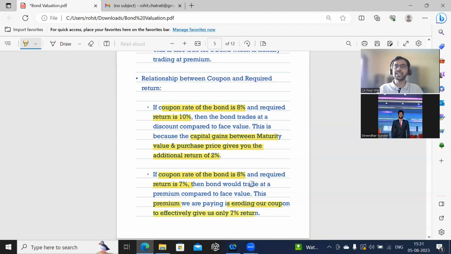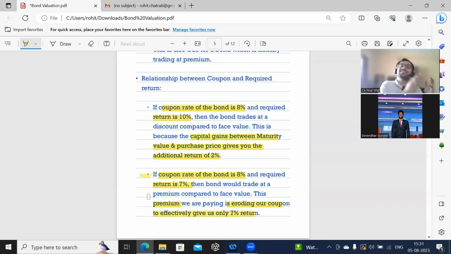So what did we see? If the coupon rate is greater than the required rate of return, the bond will trade at a premium. You are going to pay a higher value for the bond in such a way that the capital loss will erode your 1% return.